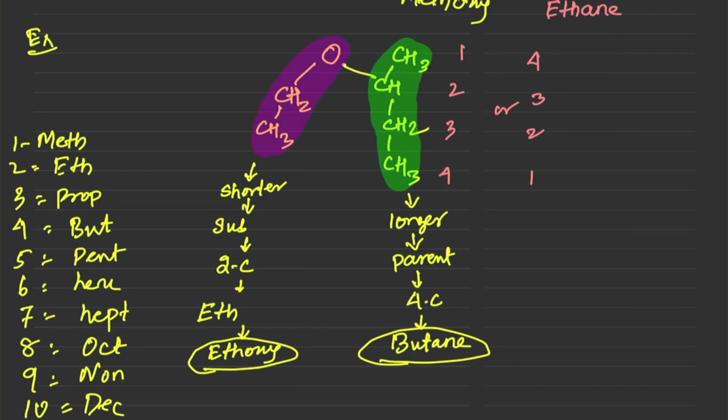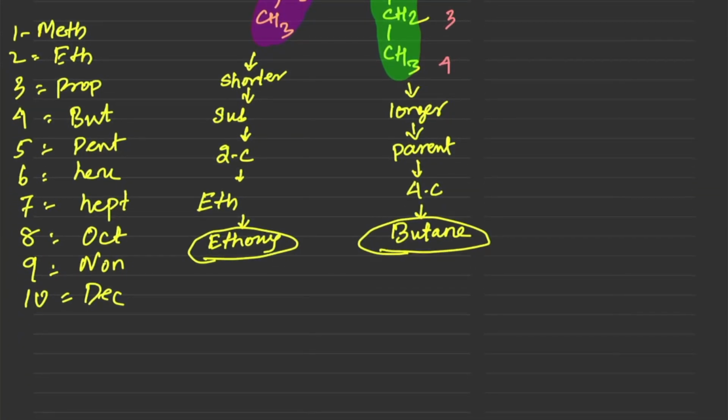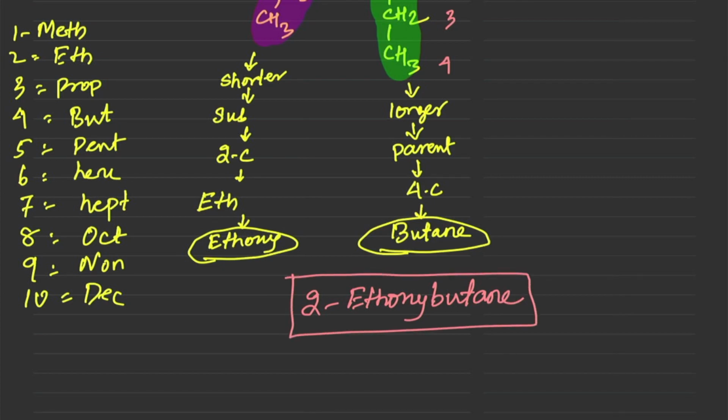So now the question is which one? On this side, you are giving number 2 for our substituent, but on this side you are giving 3. So obviously you're going to pick this as the answer. All right, so let's erase this. So it's going to be 2-ethoxybutane. Okay, that's how you name an ether. All right, let's stop here.